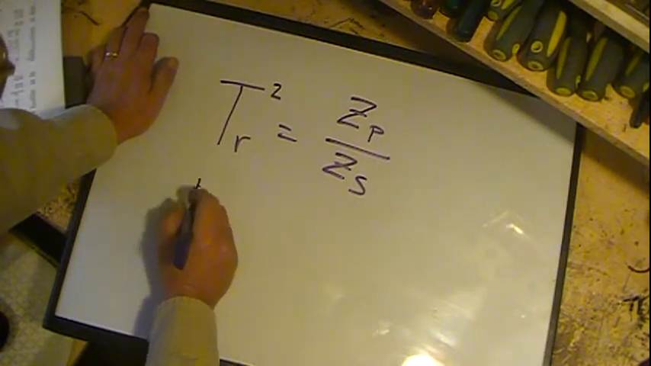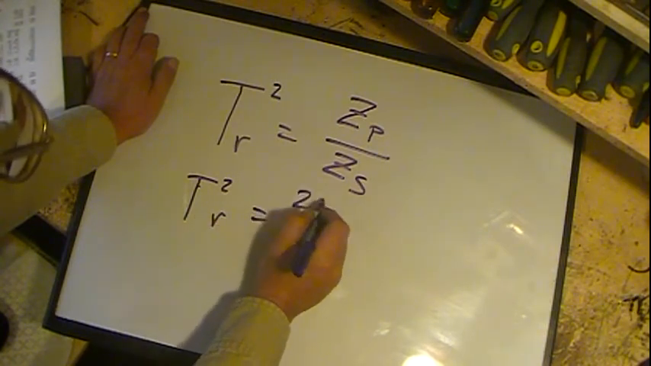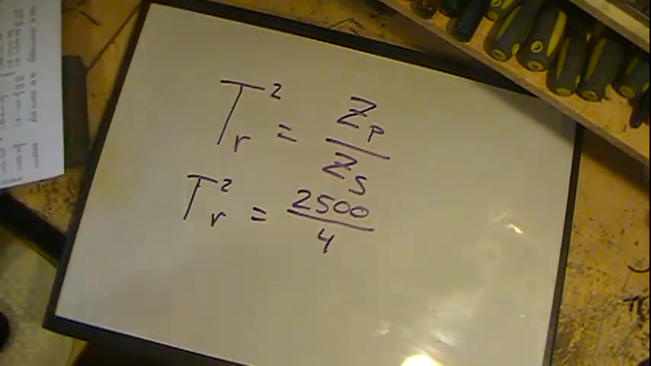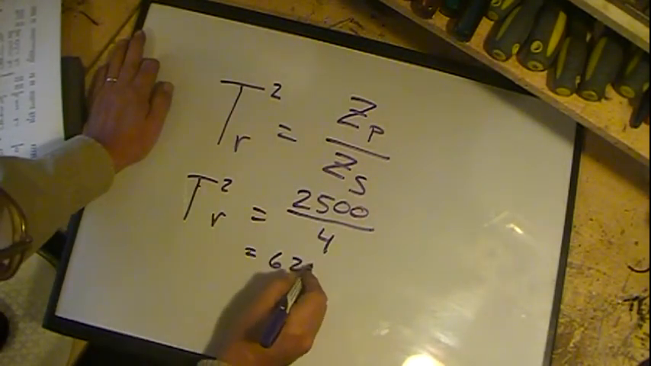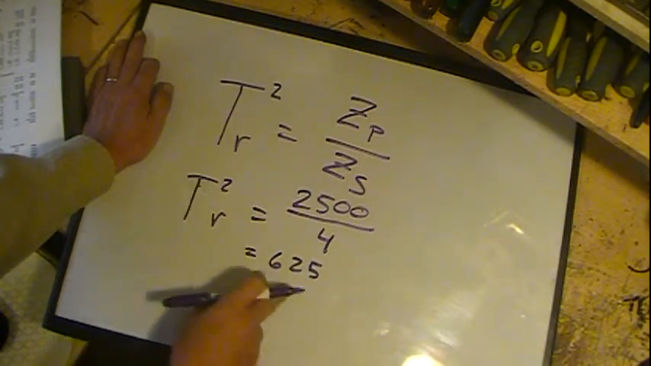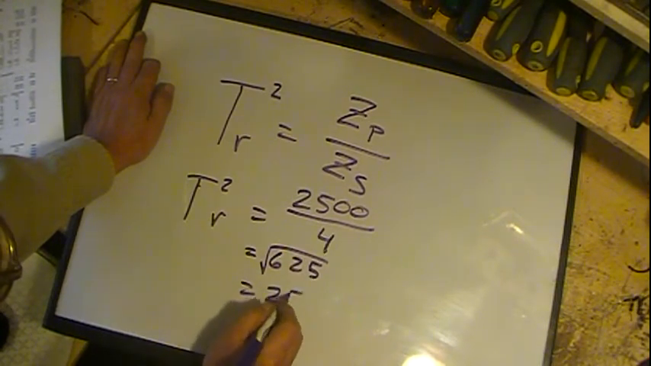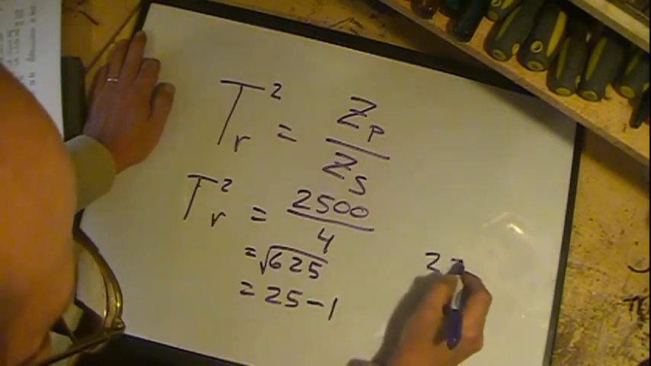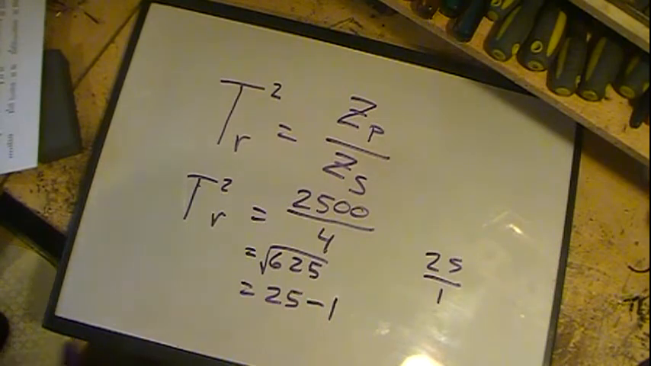So in that case, TR squared will equal 2,500 over 4, which equals 625. That's the square of it. If I take the square root, that gives me 25. And that's what it'll be, 25 to 1. Or you can look at it like this, 25 to 1. Either way. And that's the transformer you'd look for, a 25 to 1 transformer.